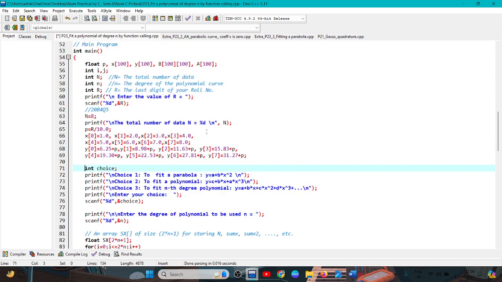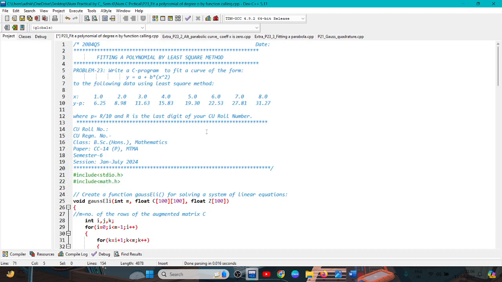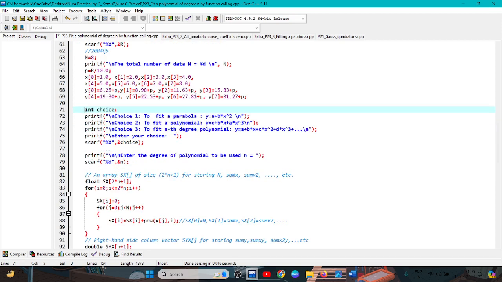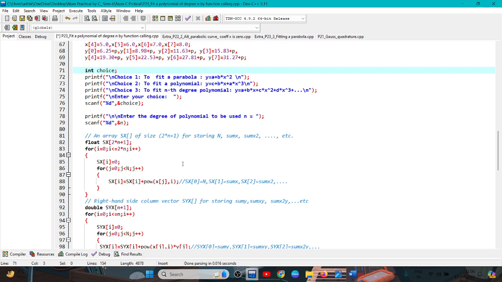According to our given problem, the polynomial is a plus bx square, so we choose choice 1. Enter the degree of the polynomial to be used. This is the small n here. So a plus bx square, obviously small n equals 2 here.